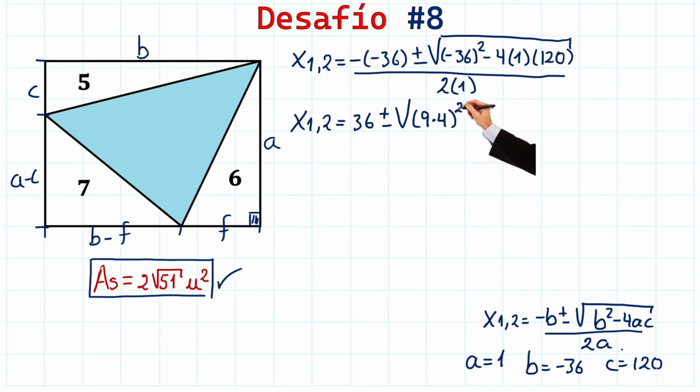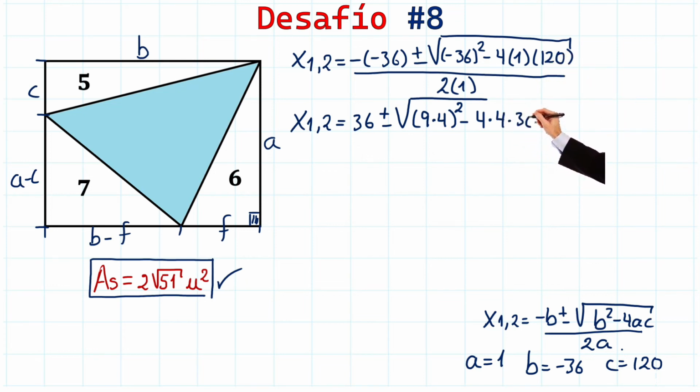And all this squared. And you will see why I am doing this. I am doing it to simplify the root. So, I'm not writing this 1 down anymore, because 1 multiplied by any number is just that number. I'll write down the 4 and multiply by 120. I can write 120 as 4 times 30. So 4 times 30 gives me 120. Very good. And all this over 2.